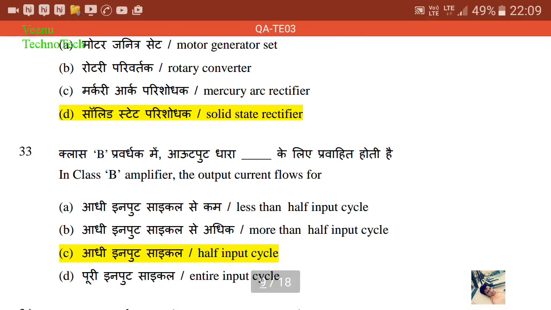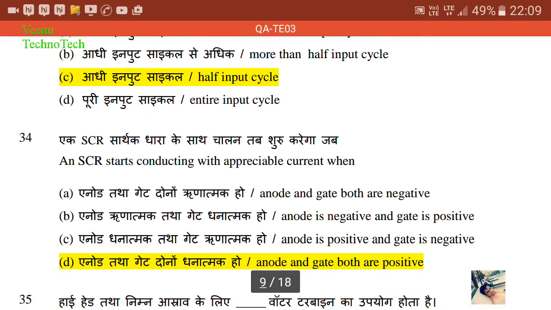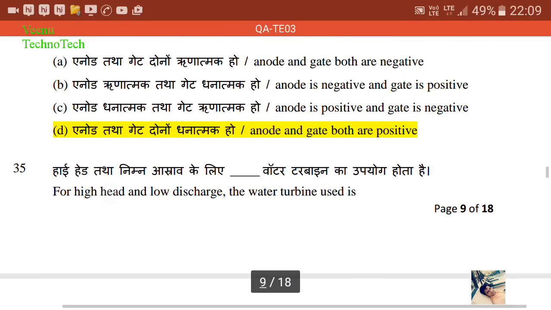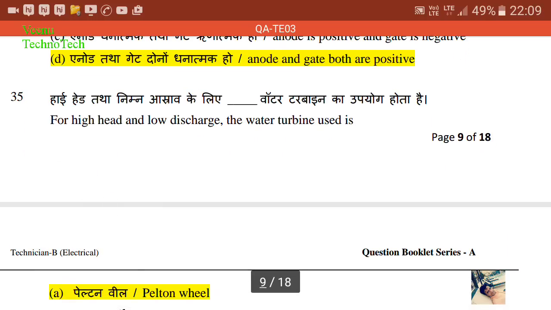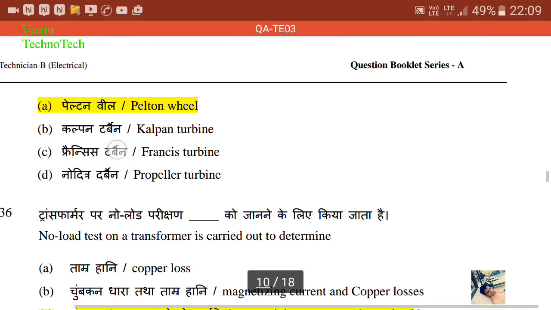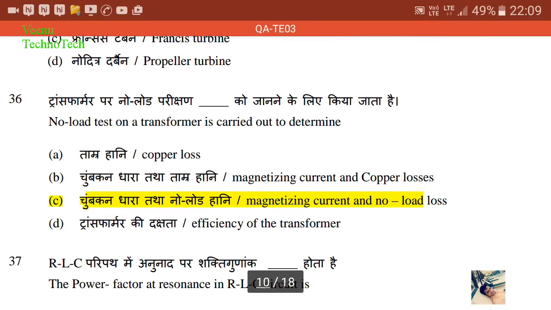In class B amplifier, the output current flows for half input cycle. Correct answer is C. An SCR starts conducting with appreciable current when anode and gate both are positive. Correct answer is D. For high head and low discharge, the water turbine used is Pelton wheel. Correct answer is A. No load test on a transformer is carried out to determine magnetizing current and no load loss. The correct answer is C.